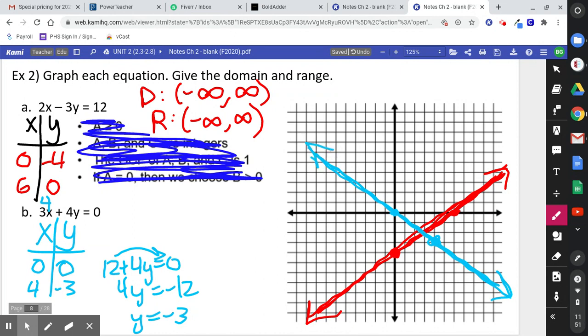There's my line. Again, a diagonal is just going to flatten out and cover everything. So the domain and the range are both going to be all real numbers again.